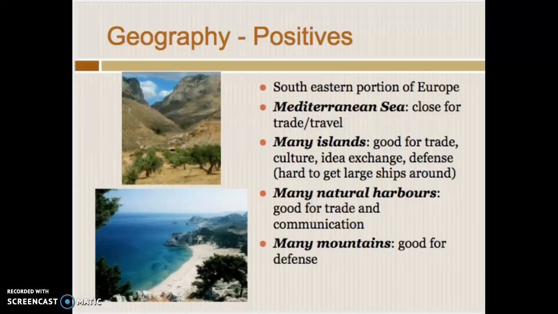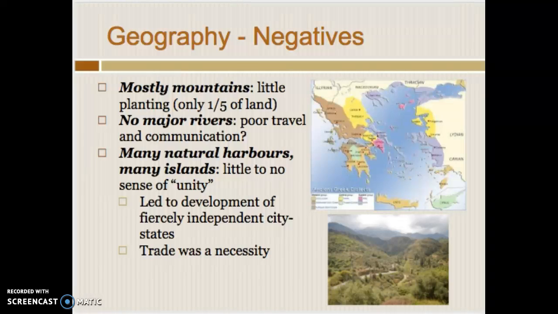In terms of those negatives, the fact that it is mostly mountains actually leaves very little land for planting. You've only got about one fifth of the land that's available and accessible for things like farmland. So where we talked about fertility a lot with Mesopotamia and Egypt, obviously there are areas of Greece that are fertile, but that's not their main positive. So they really do need to focus on trade. They need to focus on importing certain goods in order to maintain their civilization.